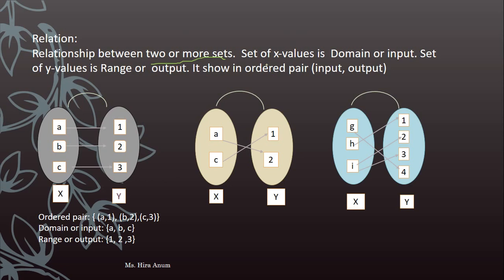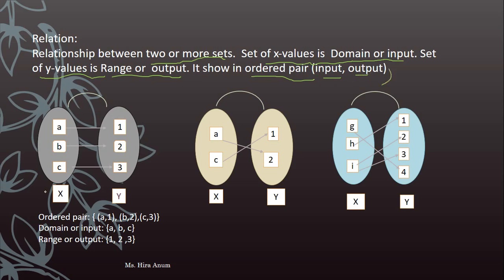In this we have one set as the domain, which we give as input, we call it domain or input, and the other set Y is the range or output. It is written as an ordered pair like small brackets: input, output, small bracket close.